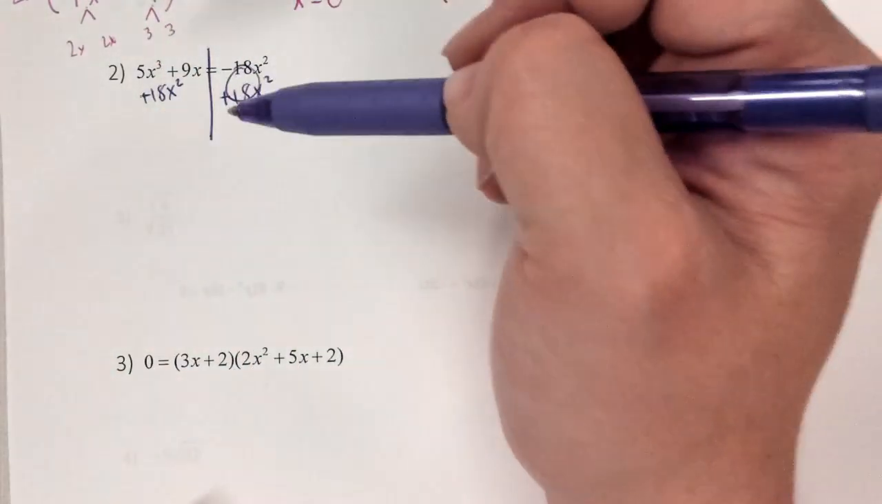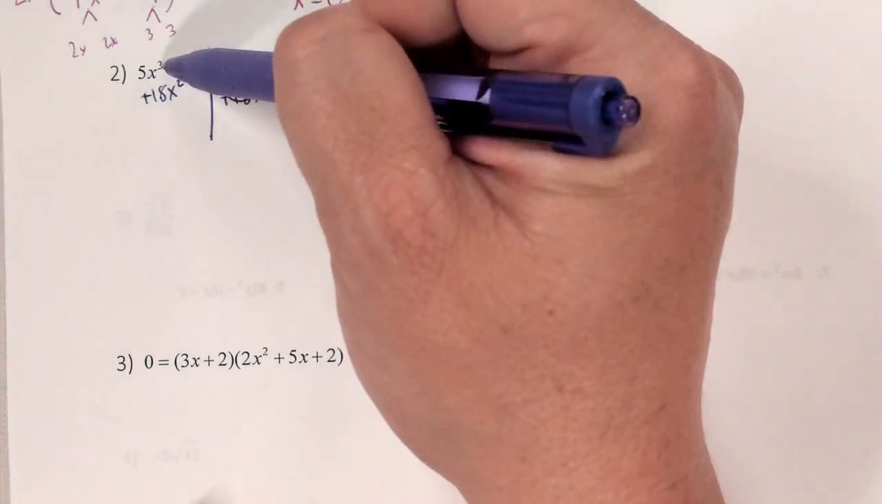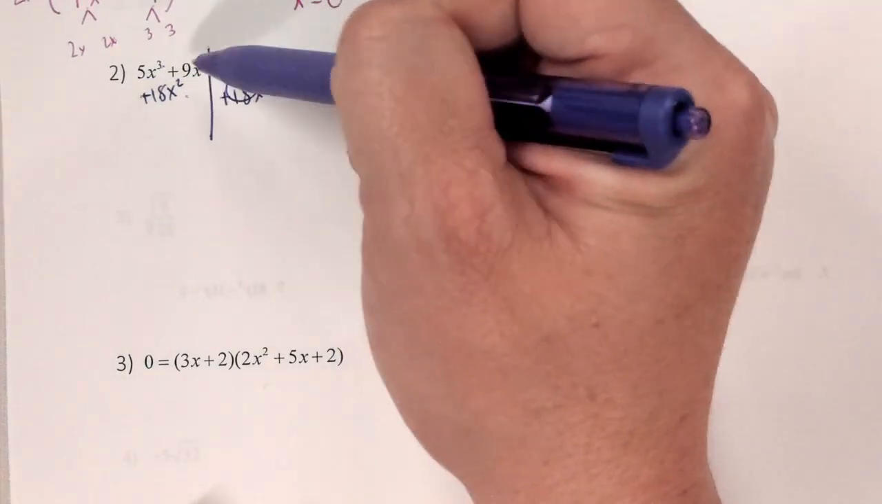Does it always go in the middle? No. But we have to put it in highest degree to lowest degree order. x cubed is the highest degree, then squared, then a degree of 1. So that's why it goes there.